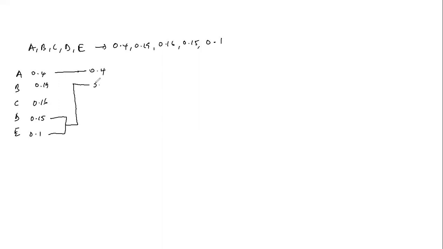We have 0.25. So this comes down, 0.9, this comes down to 6. So they are again ordered in that order of decreasing probabilities. So we're going to repeat this process again.